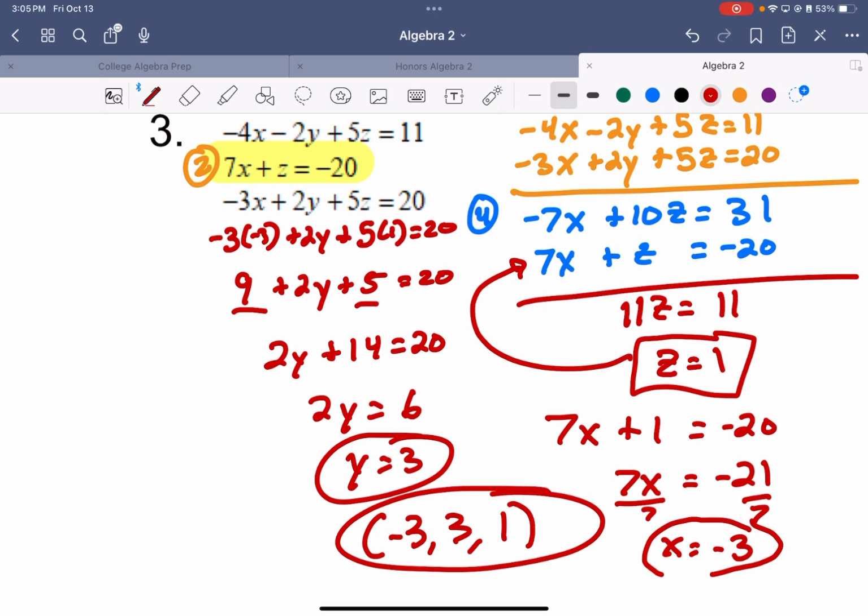-12 minus 6 plus 5. It works. I plug it in the first one, you get 12 minus 6 plus 5. It works. Hey. Done.